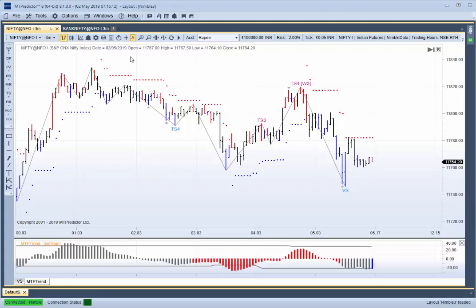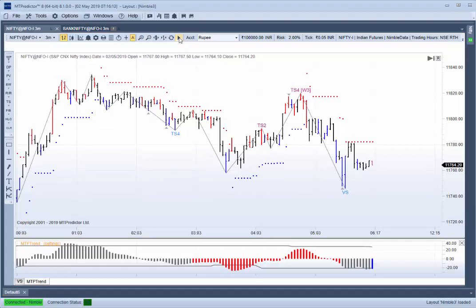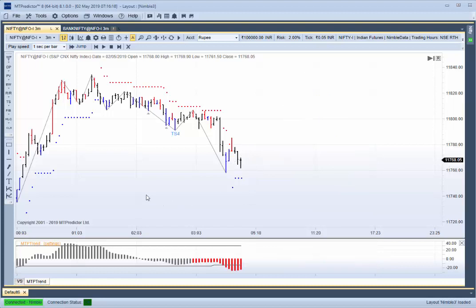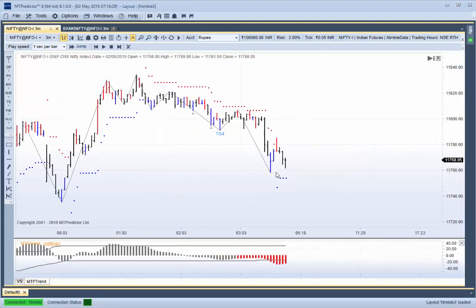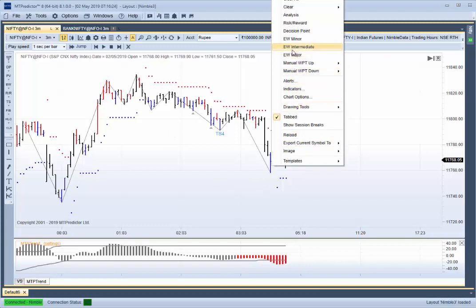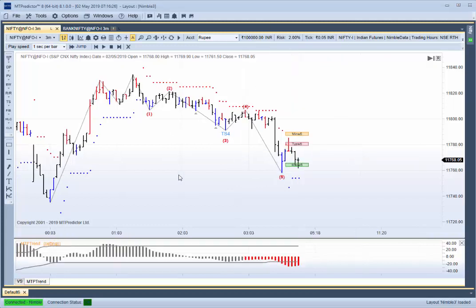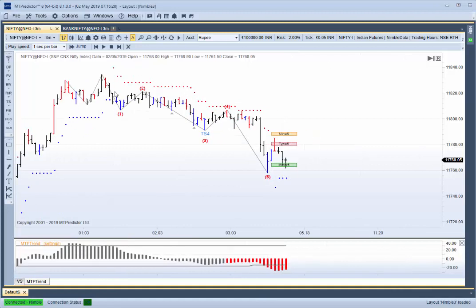But first I want to use our training mode, and I want to jump back to around here somewhere and have a look at what the market did as it declined down into this low. If you right mouse click over this bottom, do Elliott Wave Intermediate, can you see how it made a five wave sequence? 1, 2, 3, 4, 5. This was also the last swing into the low.